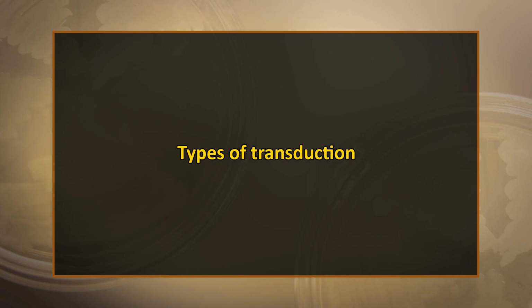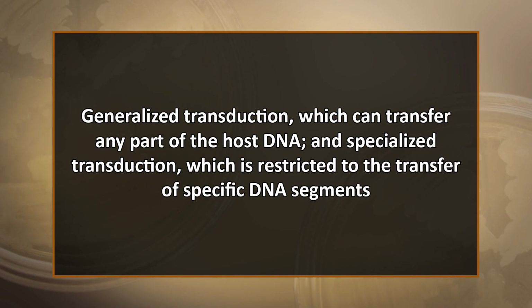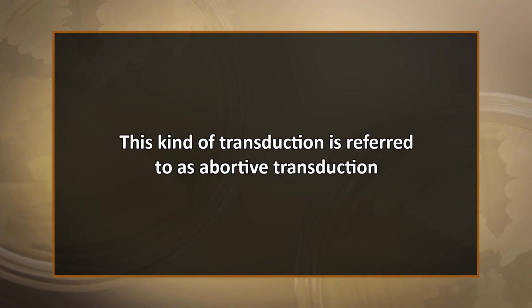Now let us discuss types of transduction. Two kinds of transduction can be distinguished: generalized transduction, which can transfer any part of the host DNA, and specialized transduction, which is restricted to the transfer of specific DNA segments. In certain cases, bacterial DNA is injected by a phage, but it does not replicate. This kind of transduction is referred to as abortive transduction. Now let's discuss these two types of transduction in detail.